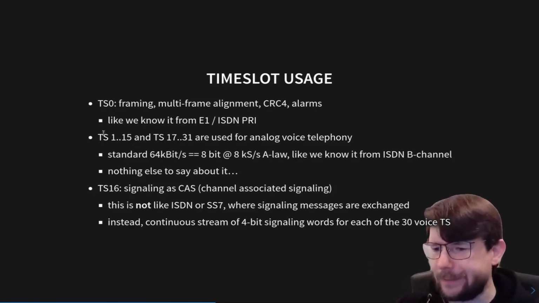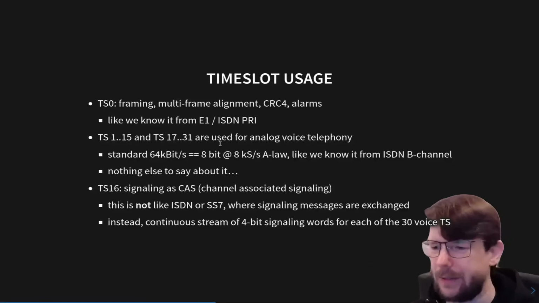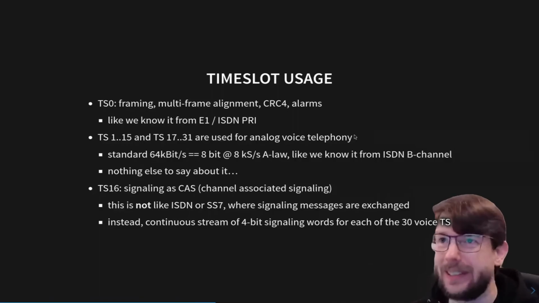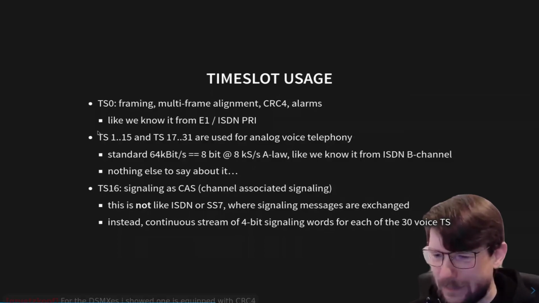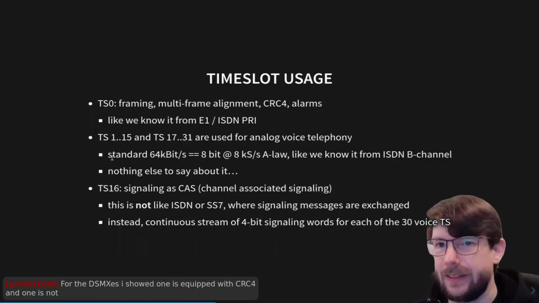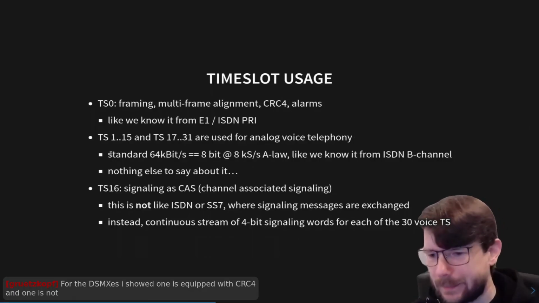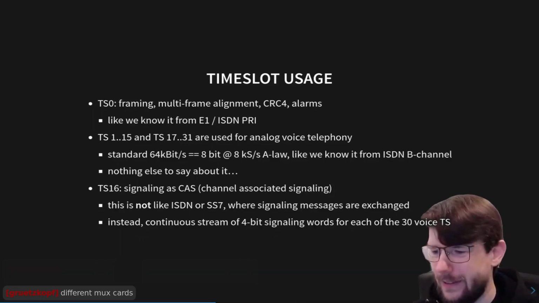And then we have 30 time slots, which is 1 to 15 and 17 to 31. Again, like an ISDN primary rate, are used for the analog voice telephony. At that point, it was literally analog voice telephony, or maybe analog fax at some point, and analog modems, but basically telephony. And the signal on those time slots is exactly the same as, again, we know from ISDN. So with the usual 64 kilobit slots with 8 kilosamples at 8 bit. With A-law on this side of the planet.